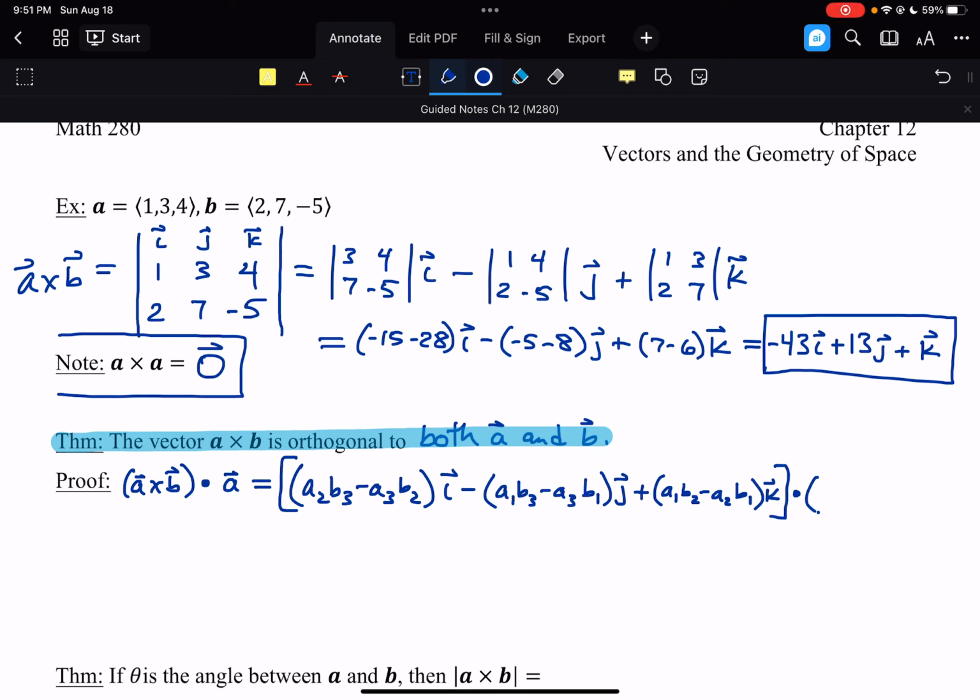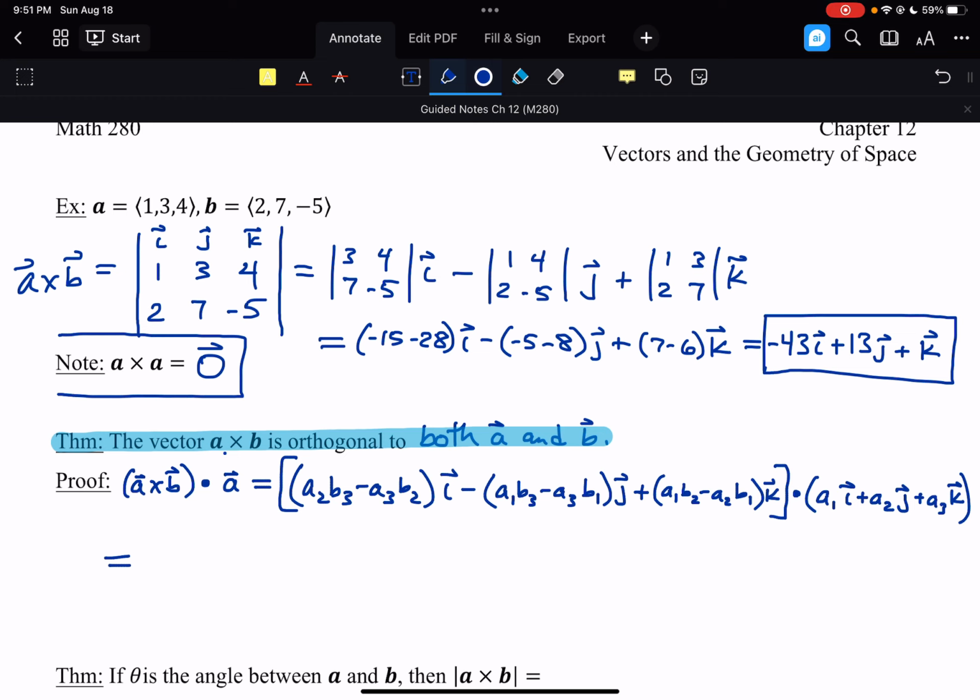dotted with the a vector, so that's just going to be a1i plus a2j plus a3k. And now when we dot together, the corresponding pieces multiply. The result will no longer be a vector, so we can drop the i, j, and k once we take the dot product. Again, very important distinction.